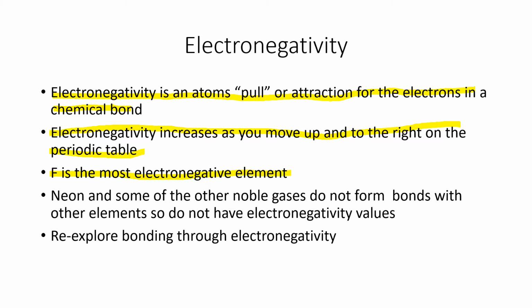Now you may be looking at a periodic table right now, and you say, well, there are some elements to the right of fluorine, or above fluorine. Well, those are the noble gases. Things like neon and some of the other noble gases, even though they're to the right of fluorine, they don't form bonds with other elements. So if you're not forming a bond with another element, you don't really have an electronegativity value. So those noble gases aren't going to really count for us.